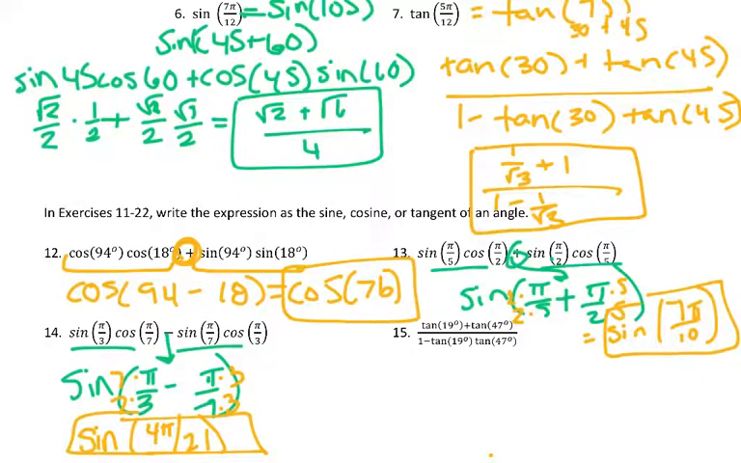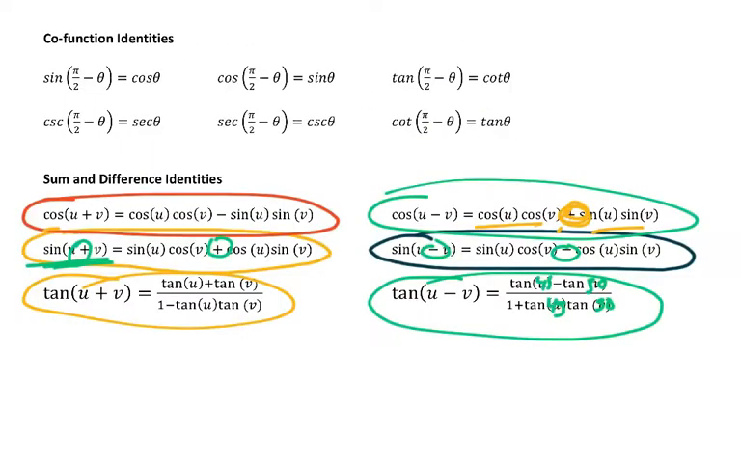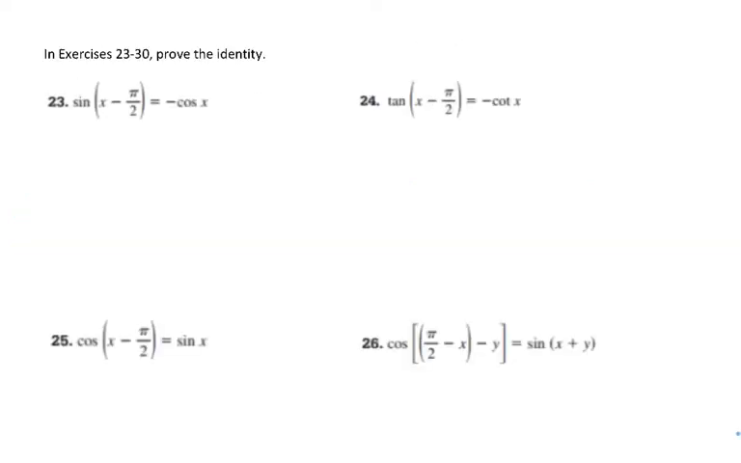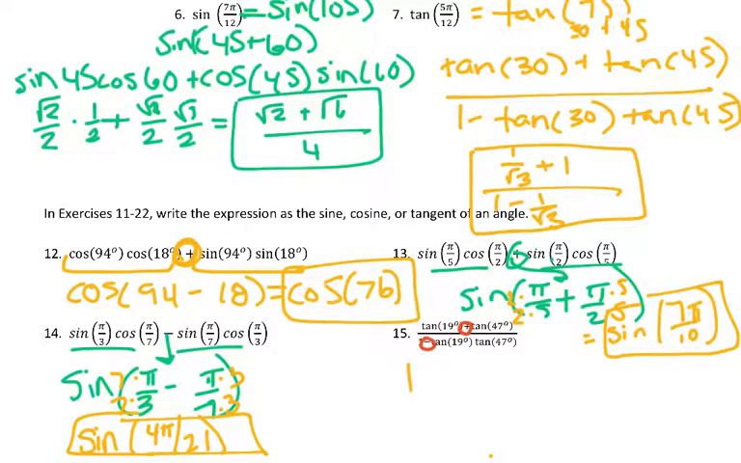Alright, and then the last one, trying to put it together as one tangent. You've got a plus sign on top and a minus sign on bottom. So looking at our tangents, a plus sign on top and a minus sign on bottom means that we're adding the two pieces for tangent. So tangent of 19 plus 47. So 66.